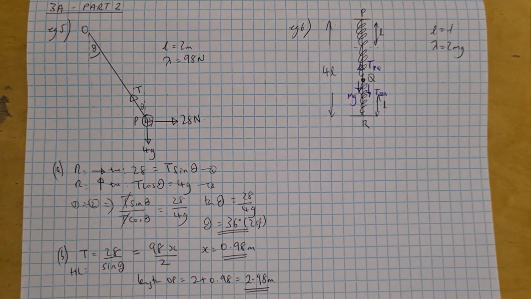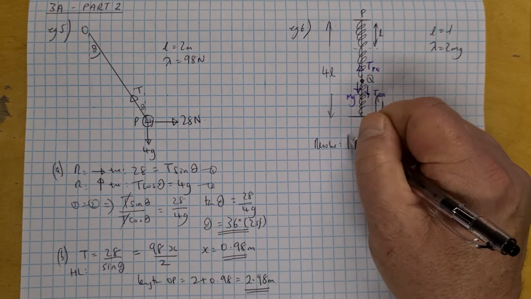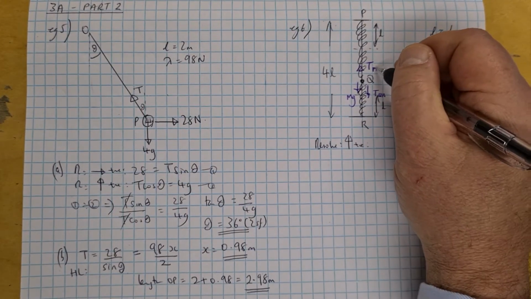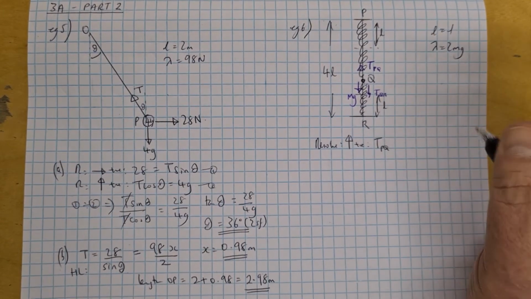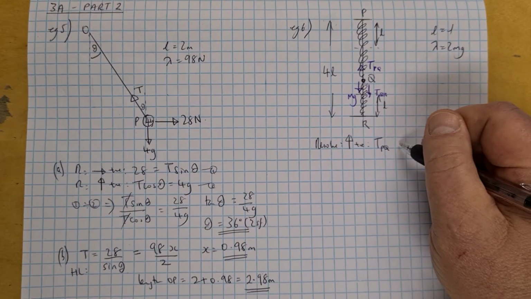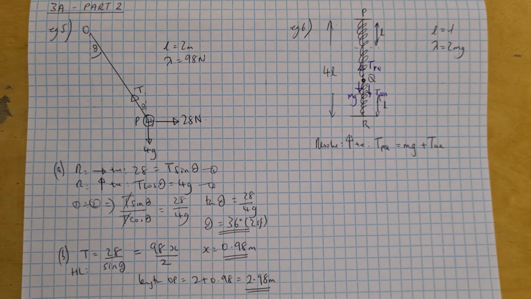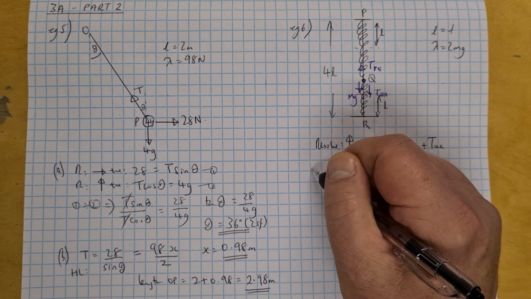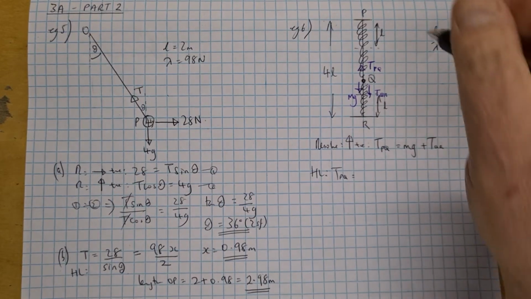So what we have here, first of all, by resolving vertically, we know that, I forgot, it might be easier to actually call these T1 and T2 in future reference, but I'll stick with what I've got there. So the tension in PQ is going to equal mg plus the tension in QR. And then using our Hooke's law equations, we have that the tension in PQ is going to equal.